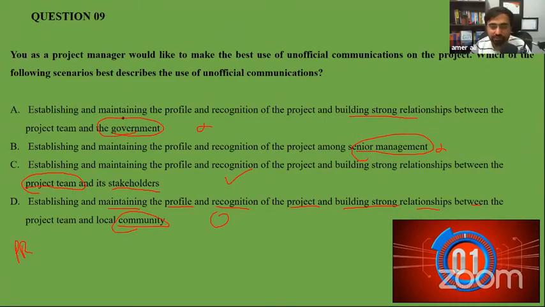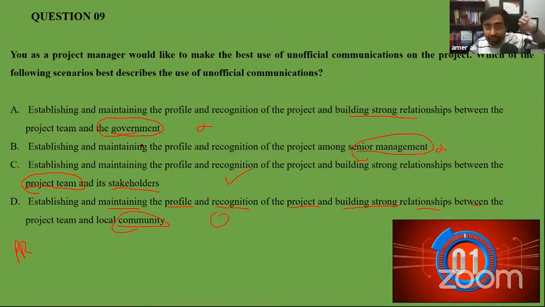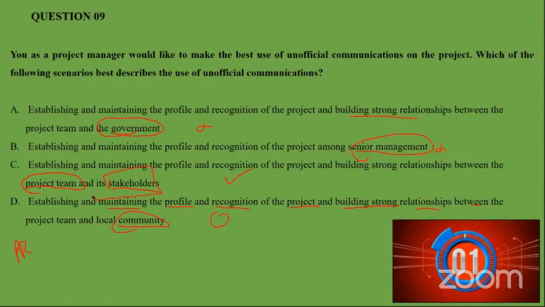In all the three options, A, B, and D, we are specifying the stakeholders. The government, a specific stakeholder, external stakeholder, very important. Senior management, internal stakeholder, very important stakeholder. Local community, external stakeholder, can be upward, downward, depending upon that. But again, very important stakeholder. Here we have used more of a generic term. So if we use the elimination technique, C becomes the better answer. Is it clear, sir?